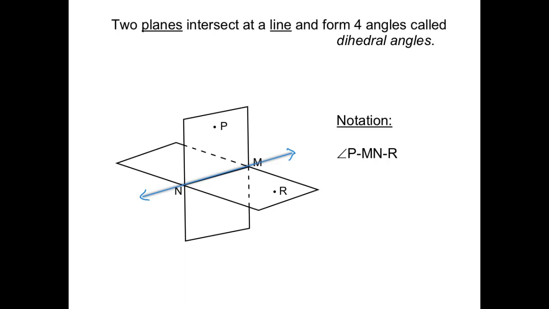And now the notation needs to be a little bit different, because I need to show that there is a line for the center, not just a point. So this is important. When you notate a dihedral angle, you need to list a point in one half plane, a point in the other half plane, and then 2 points on the line that acts as their edge. So for this particular angle, I would have angle P, MN, R.